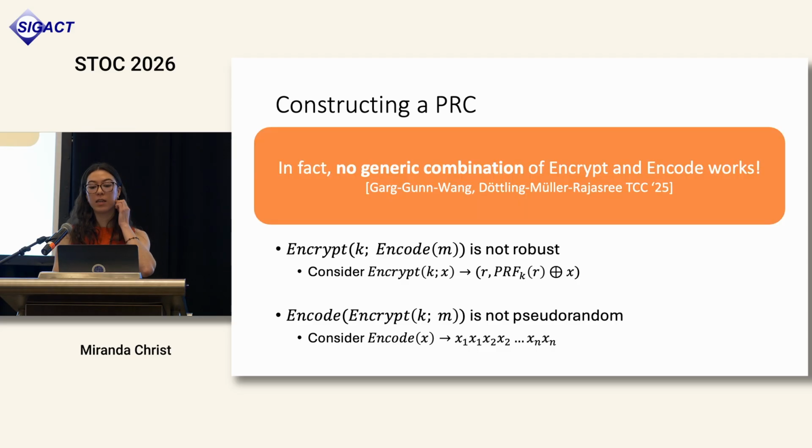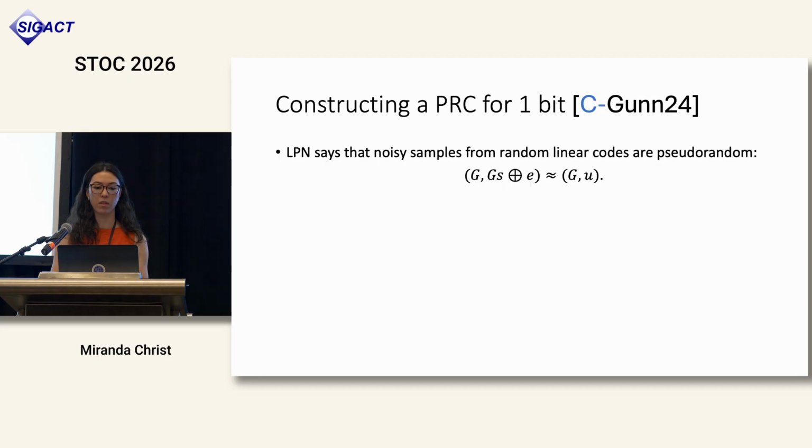There were 2 works at TCC this past year that showed that no generic black box combination of encode and encrypt succeeds at constructing a pseudorandom code. So they're kind of a new cryptographic primitive separated from pseudorandom encryption. But I'll give an overview of a fairly simple construction of a pseudorandom code. And the starting point for this is LPN.